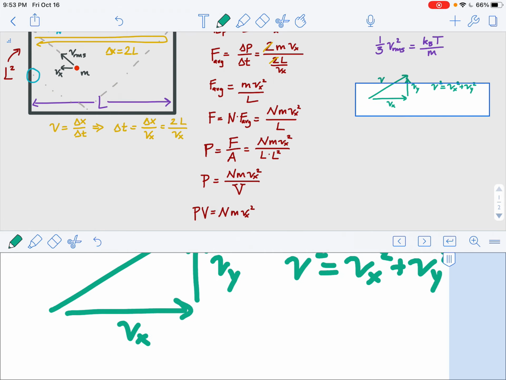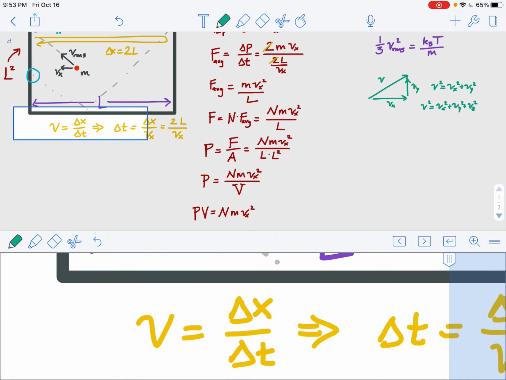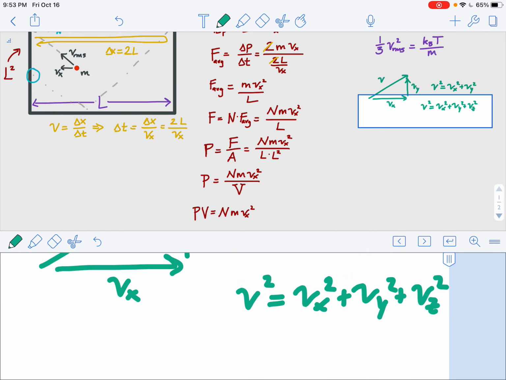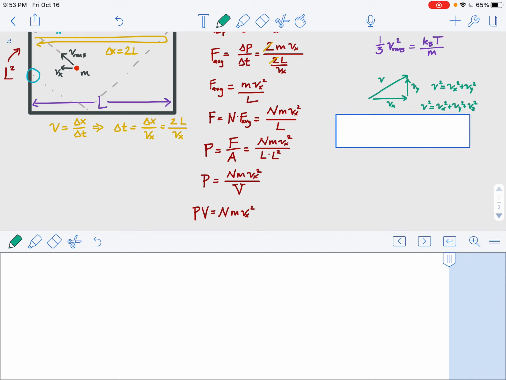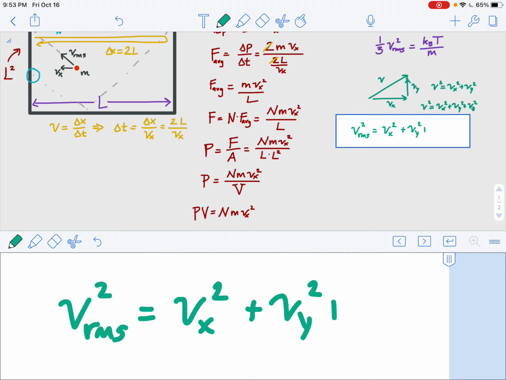But it's also true in 3 dimensions. So if I had a 3-dimensional vector, it would be vx squared plus vy squared plus, you guessed it, vz squared. And so we can do that with our RMS. Our VRMS, the root mean squared speed, is a 3-dimensional vector. The speed can be in any direction of space, so VRMS squared is vx squared, the x component of that RMS speed squared, plus the y component squared, plus the z component squared.